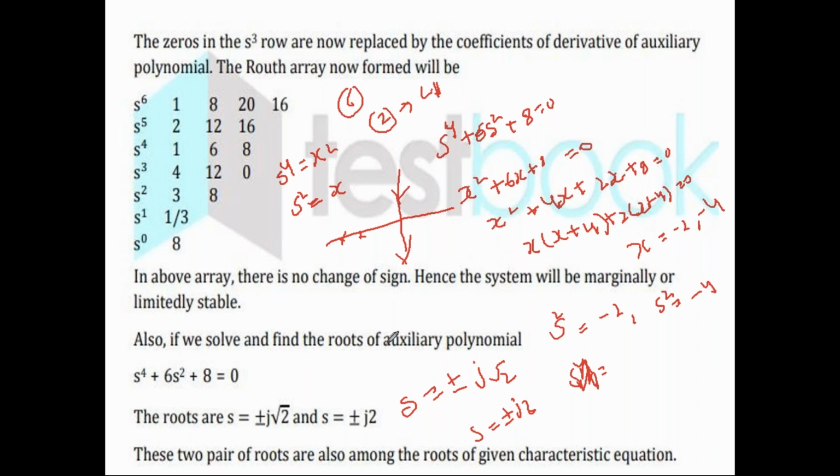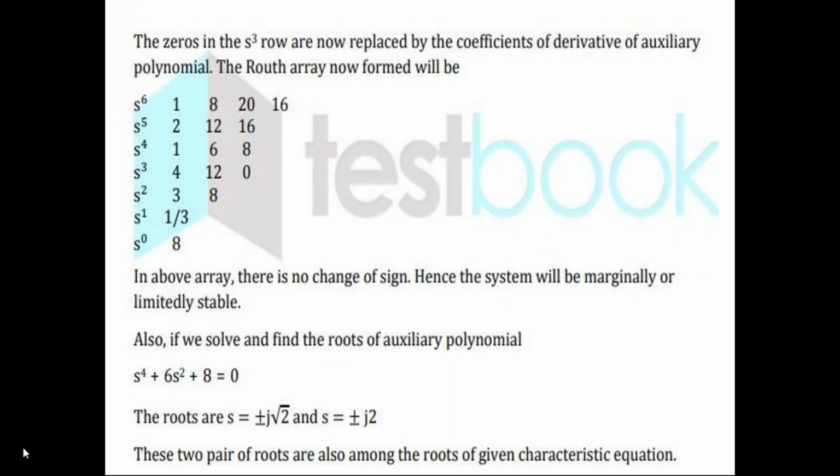Okay, so from this system it is marginally stable, and 2 roots are lying on the LH side and the remaining 4 roots are lying on the imaginary axis. So totally we will get 6 roots from this equation because of s power 6. So this is the way of finding the roots when a single row consists of all 0 elements. Next, let us see the next problem.